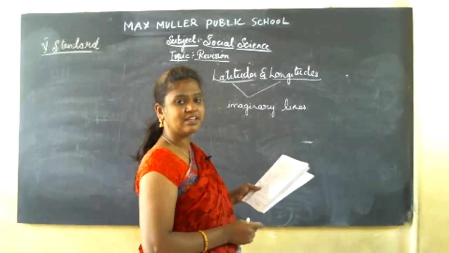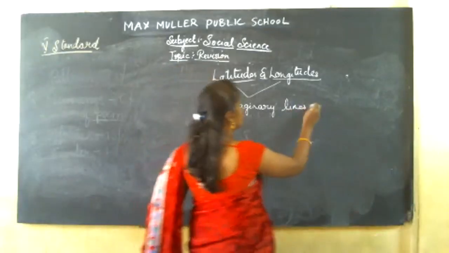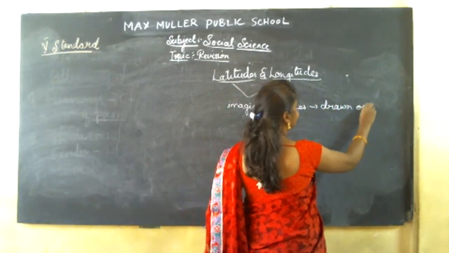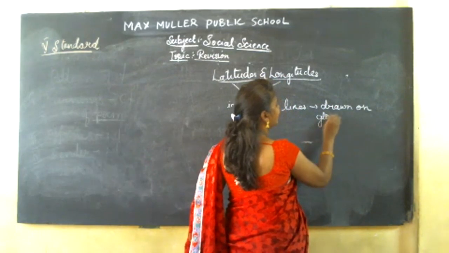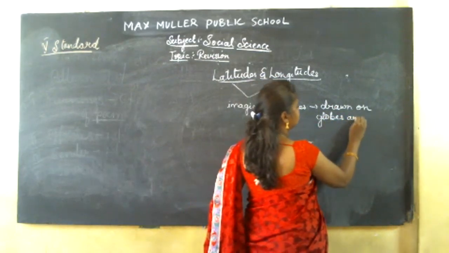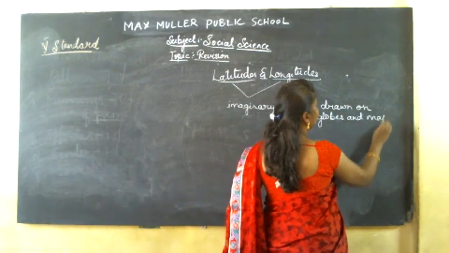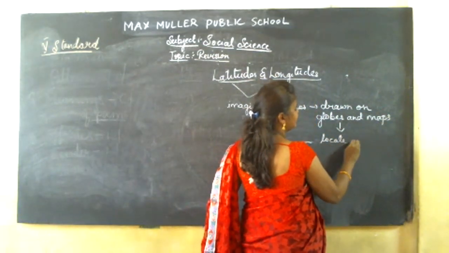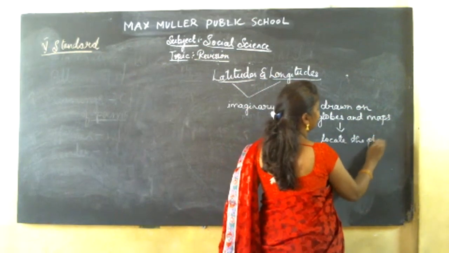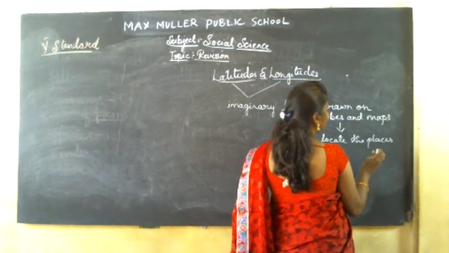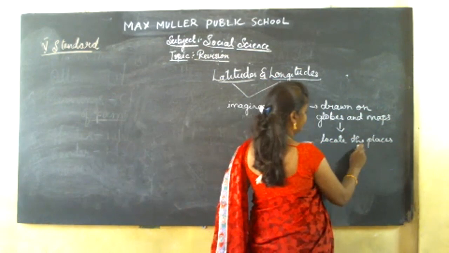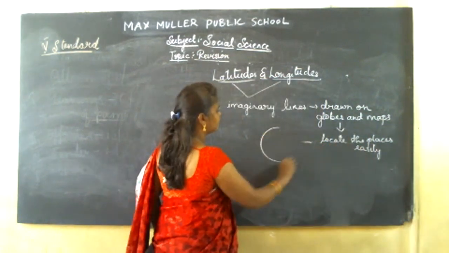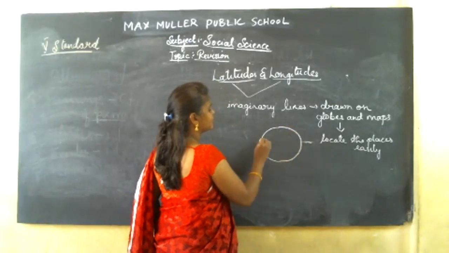Latitudes and longitudes are the imaginary lines which are drawn on globes and maps. Why are they drawn on globes and maps? To locate the places easily. That is why the latitudes and longitudes are found. So I'll just show you the diagram of latitudes and longitudes.